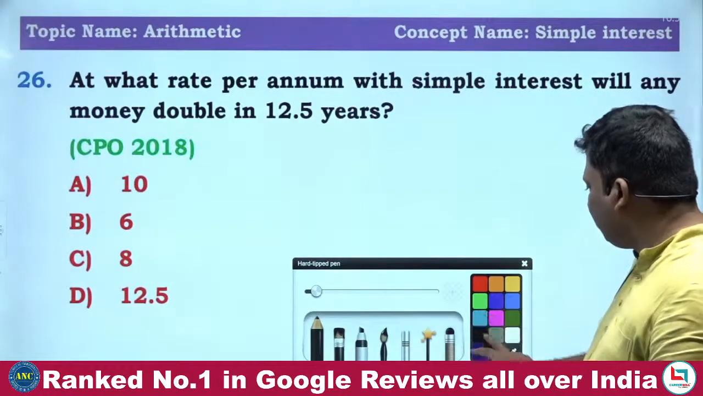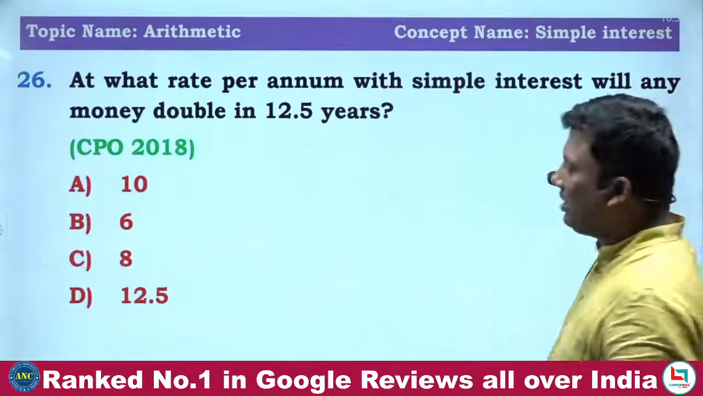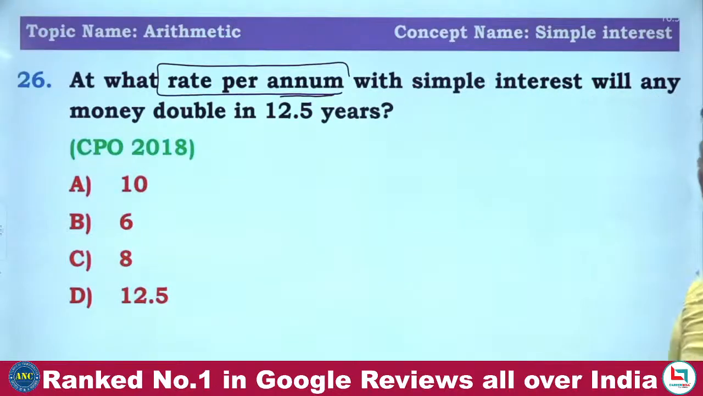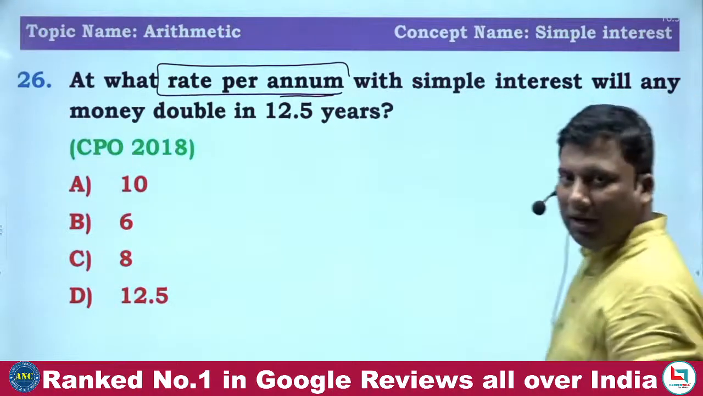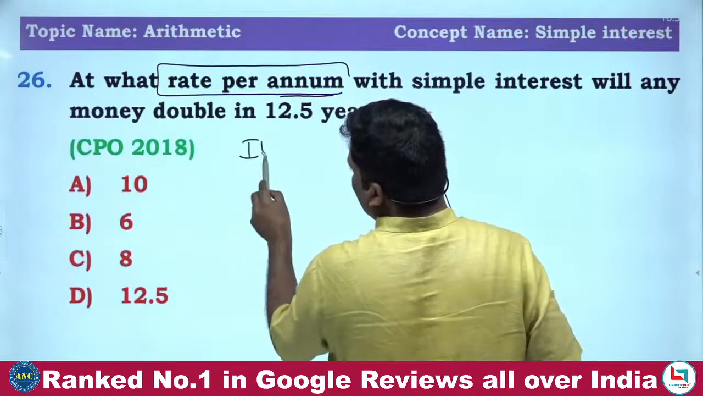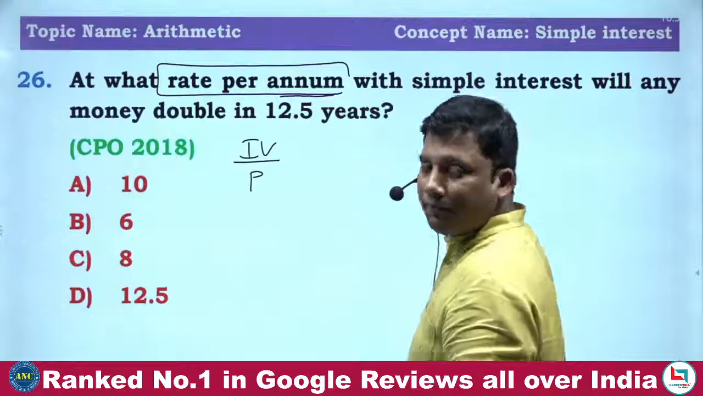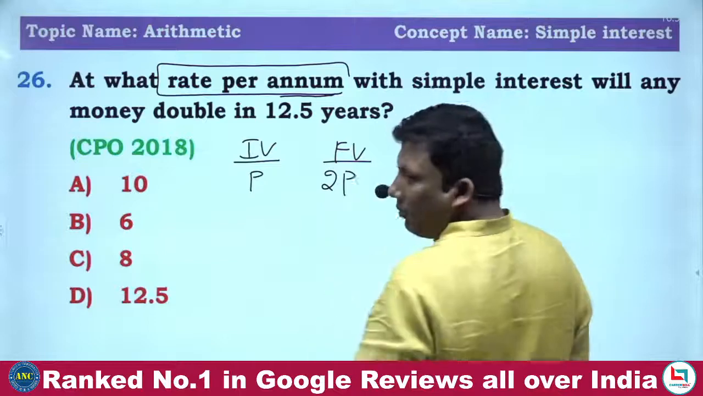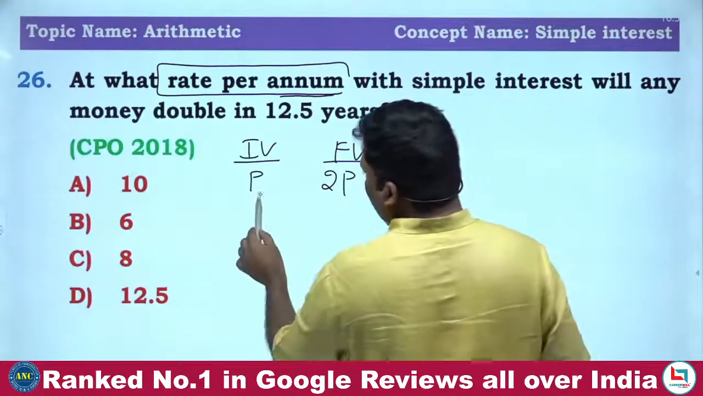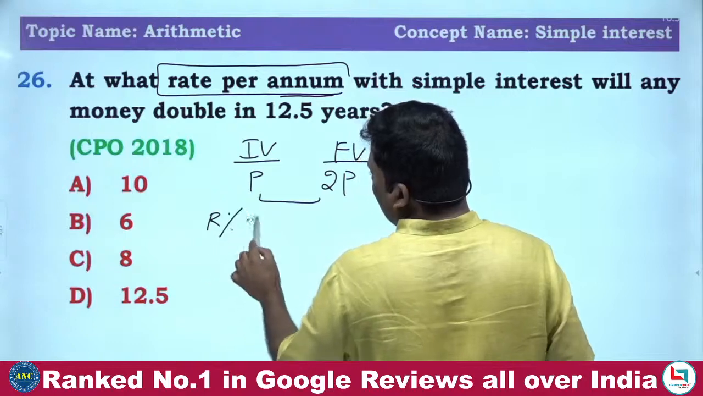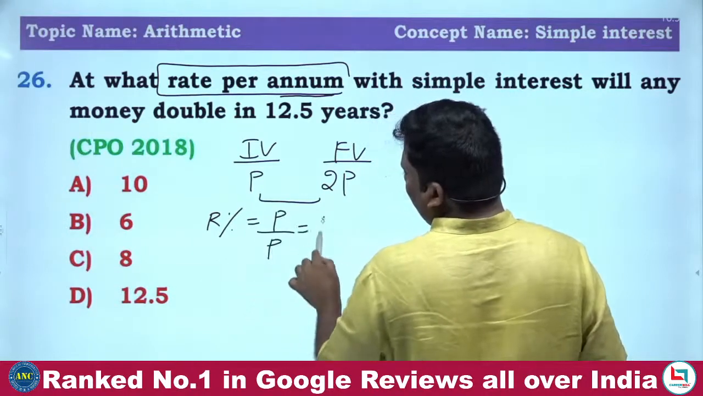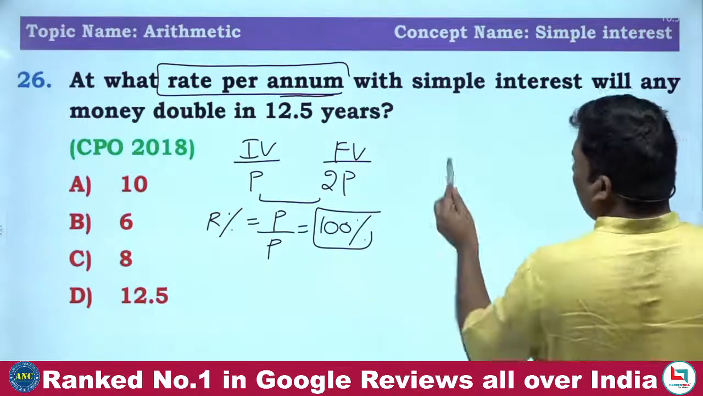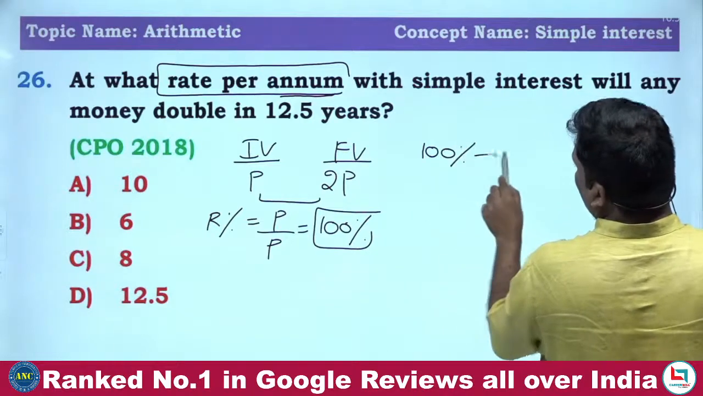Read the question first. At what rate per annum, rate of interest per year, will any money double with simple interest? The initial value is the principal, so it is P. The final value is the amount. The amount is double. P is becoming 2P. That means what is the rate of interest? Rate of interest is P by P, which is 100%. In how many years is it becoming double? It is becoming double in 12.5 years.